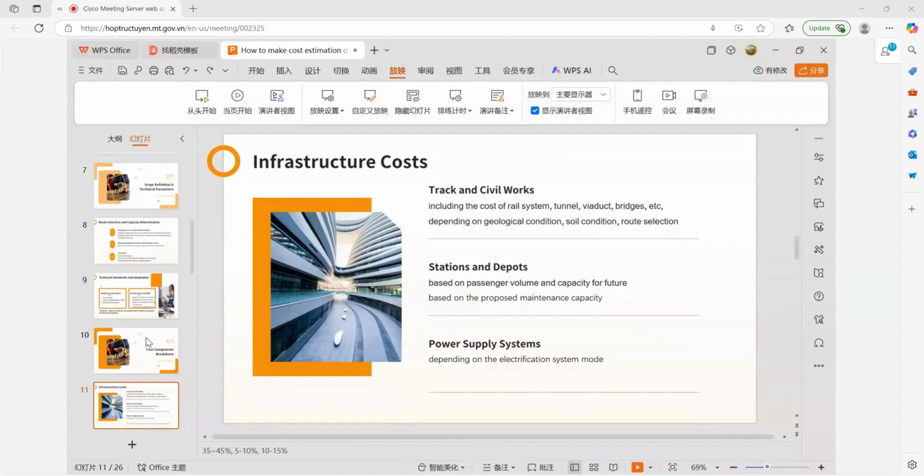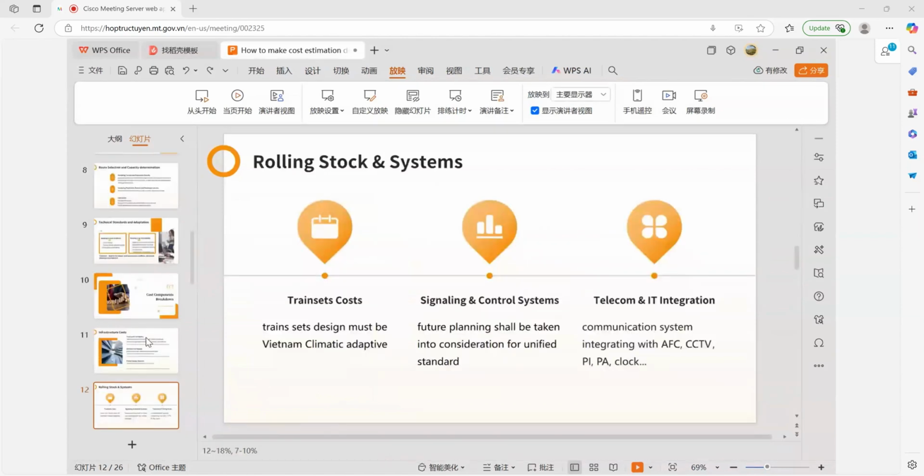Rolling stock and systems is also a big part of the cost of a high-speed railway project. First, we need to think about the transit costs. For the transits, the design must be Vietnam climatic adaptive. This is similar to what has been done for Jakarta to Bandung high-speed railway.